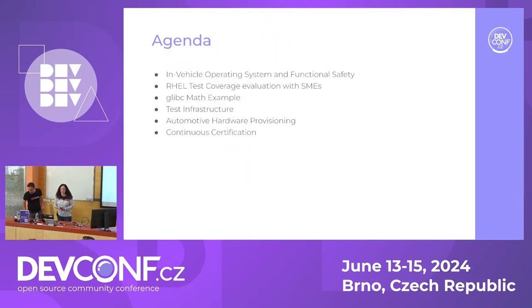So a look at what we're going to talk about today. I'll give an overview of what the in-vehicle operating system is and what we're trying to do with functional safety certification at Red Hat. Talk about how we're using test coverage from RHEL based on subject matter experts' evaluation and opinions. Step through an example of the glibc math library, which is in our safety scope, and what that looks like from gathering evidence and the process surrounding that. Luigi then will step into the test infrastructure side of things. We'll talk about how we're provisioning the automotive hardware and what the continuous certification looks like with using validators.